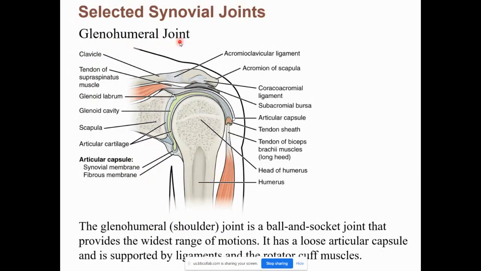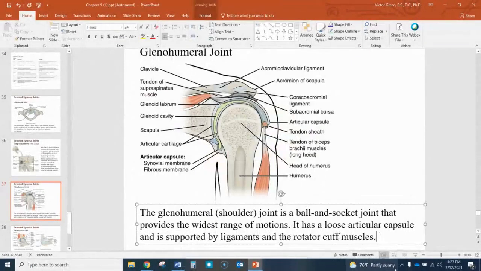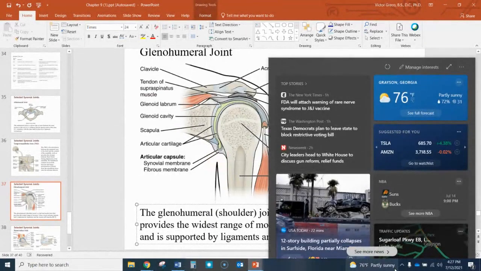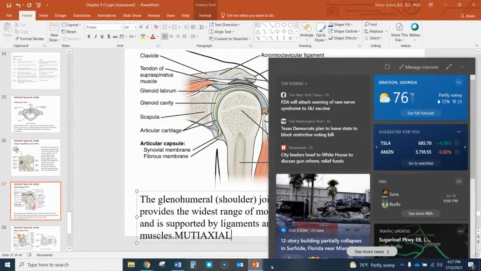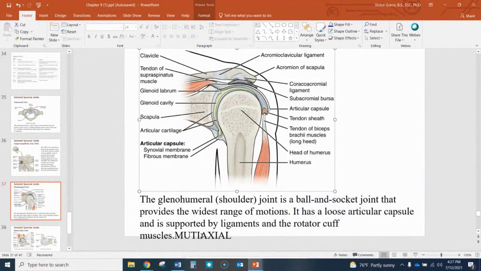Glenohumeral joint is the shoulder. It's the ball and socket joint. And its full classification would be synovial ball and socket. Of course, its functional classification, just like all synovial joints, is diarthrosis. And it's a ball and socket, so it's the most movable of all the movable joints. So it's multi-axial. It's probably a good thing to write there, right? Glenohumeral joint, multi-axial.